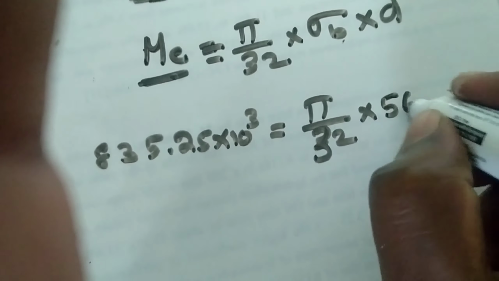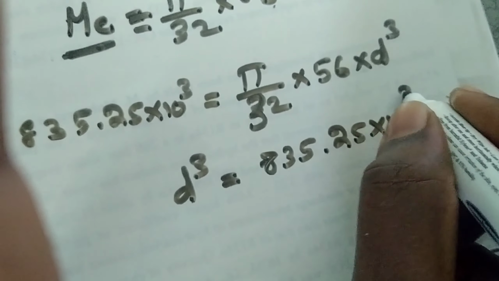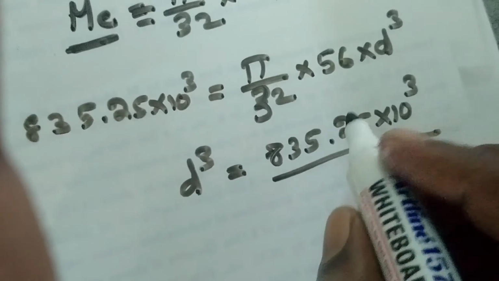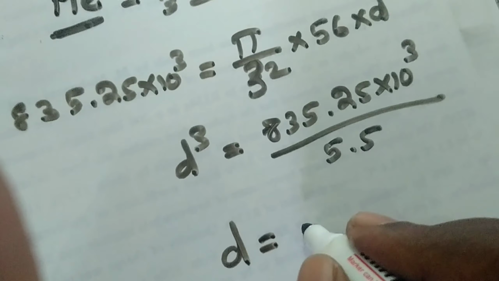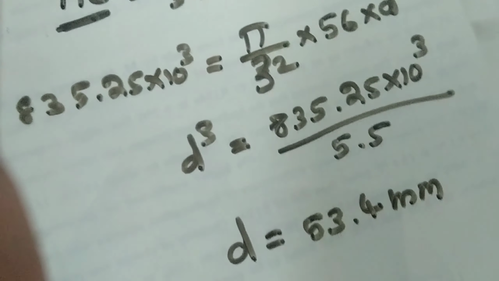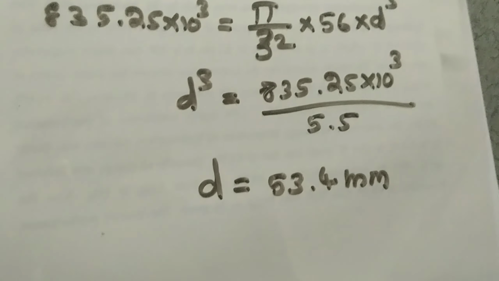That is, if we move the d value to one side and the remaining values to the other side, you will get 835.25 into 10 to the power of 3. By solving these things you will get 5.5. By taking the cube root of this value you will get 53.4 millimeter. This is the diameter we have obtained for the equivalent bending moment.